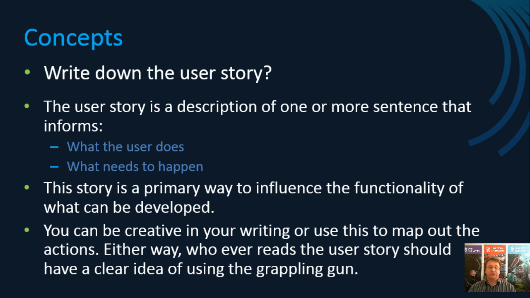Then I can write down the user story or the journal. The user story is a description of one or more sentences that informs what the user does and what needs to happen. So this is talking about the grappling gun, how I might pick it up, how I'm going to use the crosshair to aim and shoot, is it going to get put away, is it going to be activated by a button. All of these things I can write out first, and I could even do these in thumbnails, or in a paragraph or so. I know it says one or more sentences, but it's basically giving an idea of how it's going to work and play.